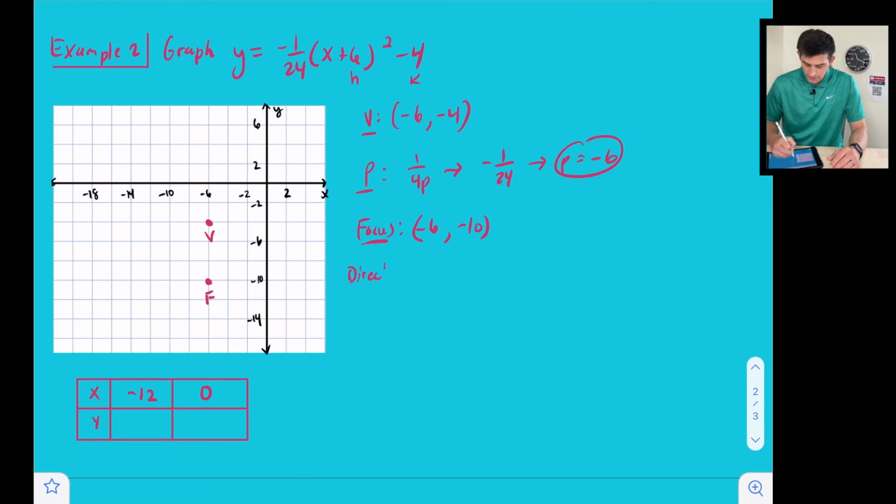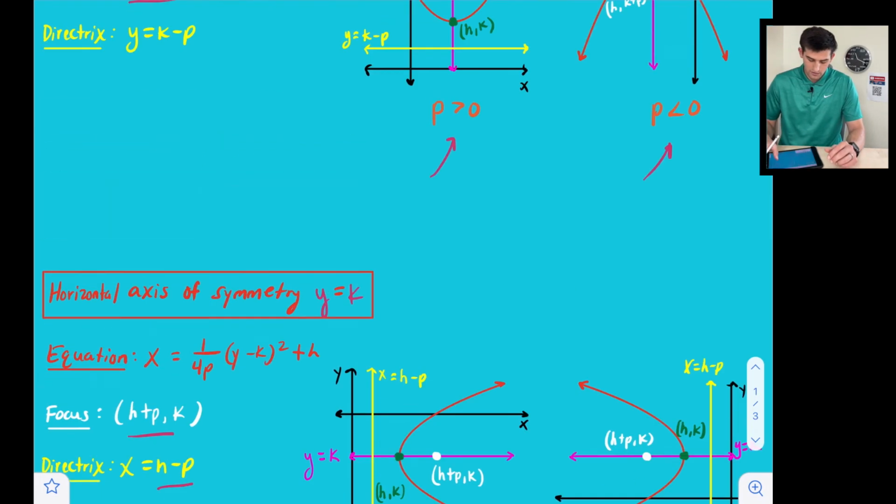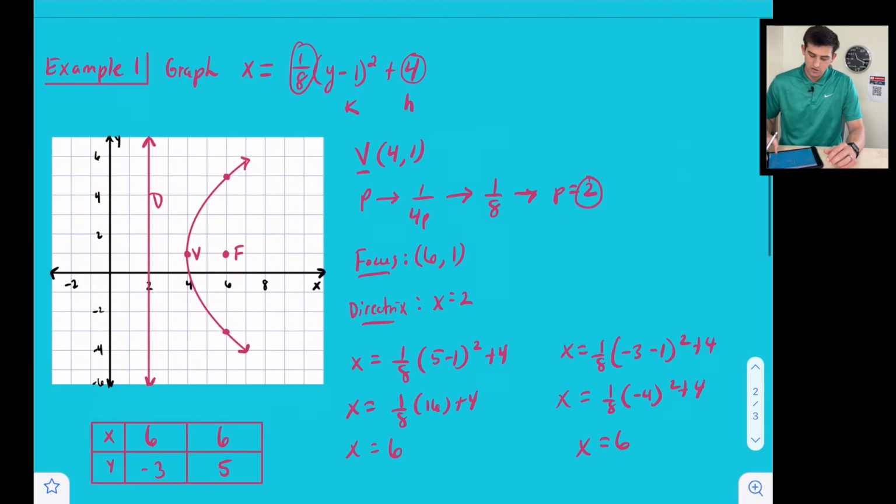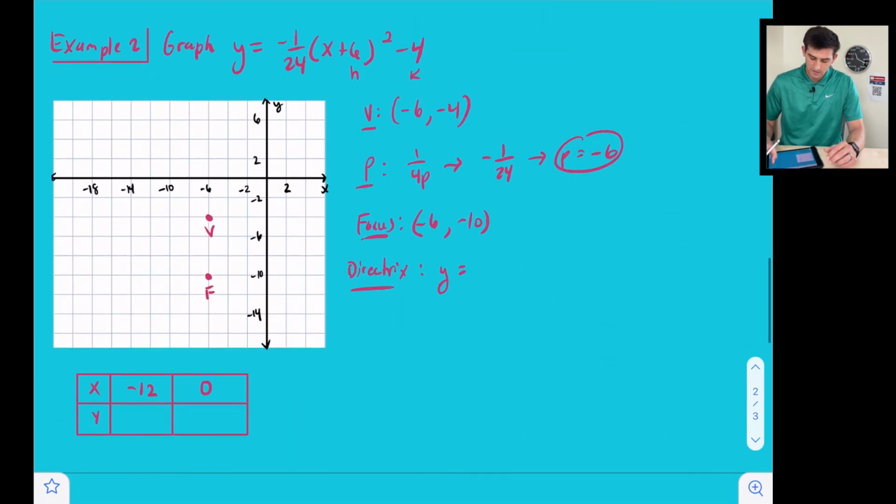So now for our directrix, we are going to do the opposite of that. So this is going to be y equals, and we were at y equals k, right? So we go back to our diagram up here, y equals k, but now we're going to subtract p. So y equals k minus p. So this is going to be -4 minus -6, or -4 plus 6, and we get y equals 2. Okay, so we can put our directrix right here, and now we can plug in a couple points.